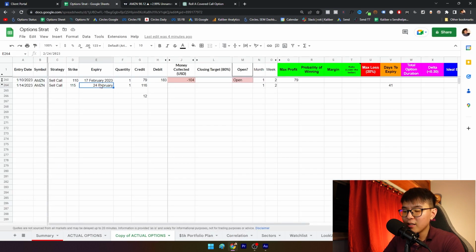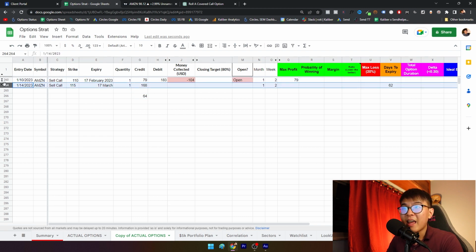If I were to key this into my trade log sheet, type in 17 March, a strike price of 115, I'll collect a total amount of $168. So if I put 168 here, I'll earn a total of $64 after closing this trade and selling another option further down the road.